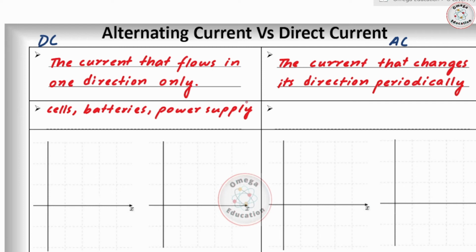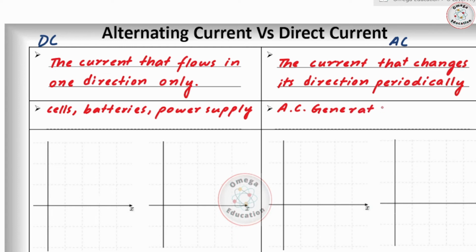So these are the primary sources of the direct current. Now about the alternating current. The alternating current for the most part is obtained from the generators, to be precise AC generators. The word AC here stands for alternating current generators.